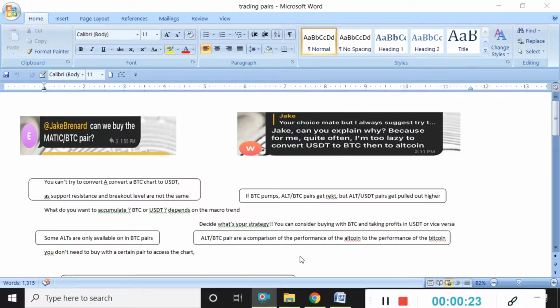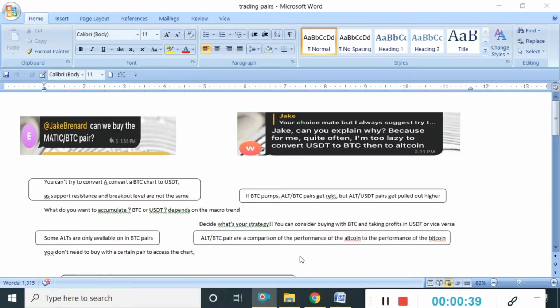I get a lot of questions about trading pairs. What trading pairs should I use? What charts should I trade? Can I convert the pair? I posted a MATIC chart in the USDT pair in the trading group and this person asked, can I buy in the USDT pair instead of the BTC pair? Or do the charts move differently?